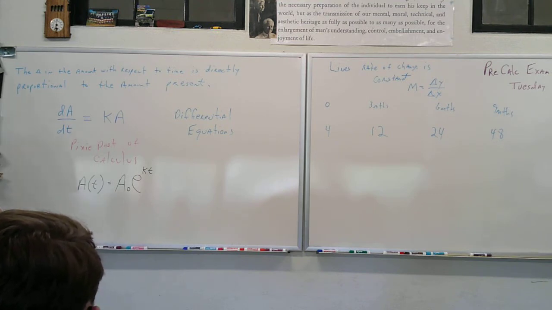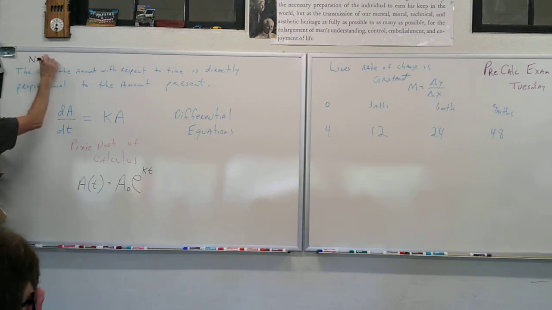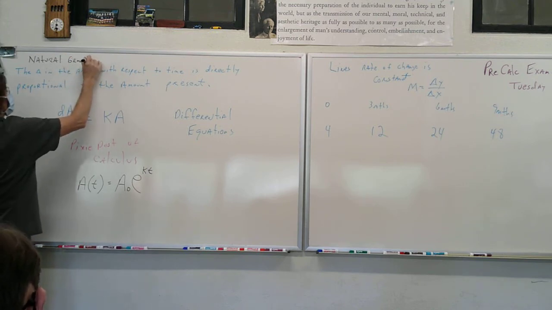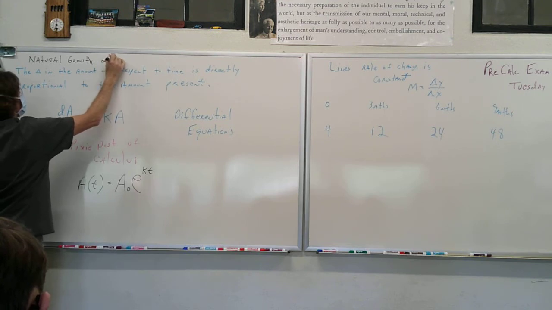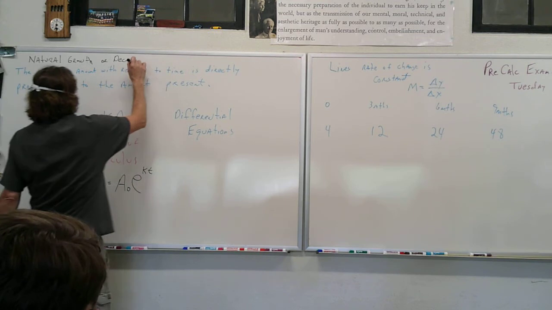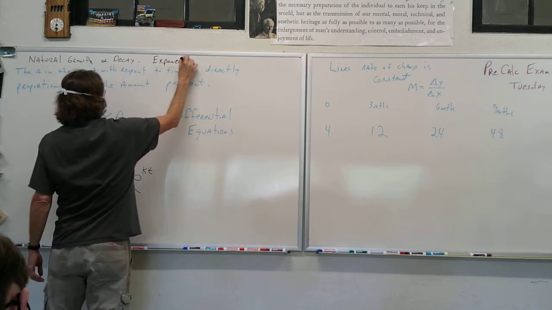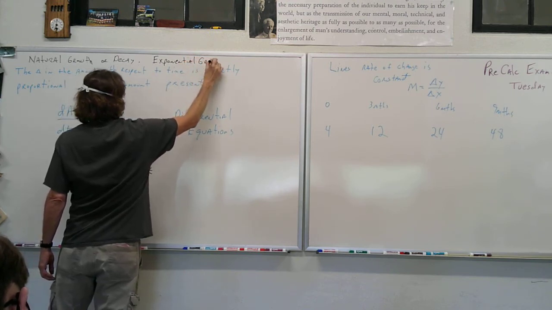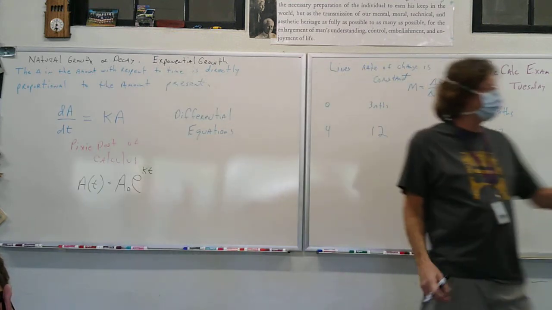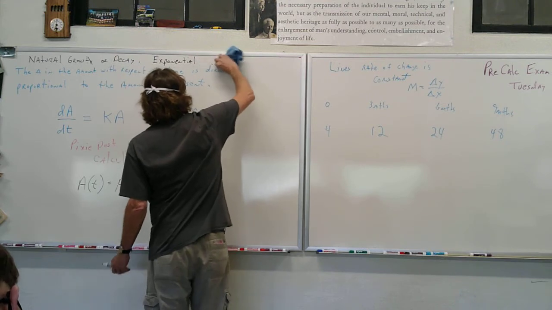Now, this definition is the definition for what's called natural growth or decay. Natural growth or decay. All right? This is also called exponential growth or decay. Anytime I put the word growth or decay or exponential change, I'm just going to write the word change. It could be growth or decay. Exponential change.